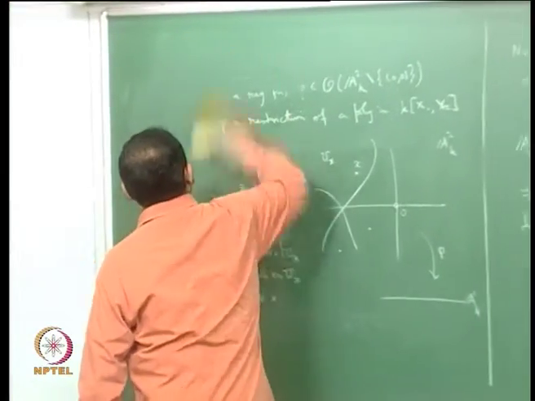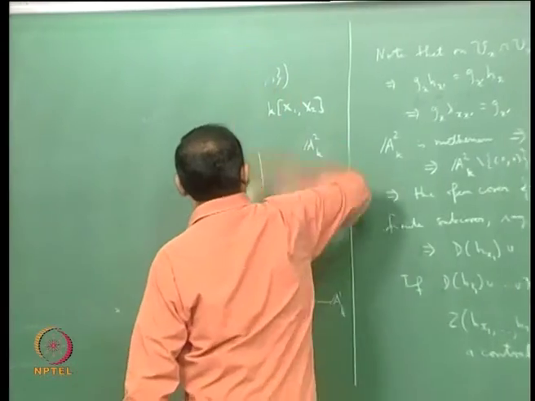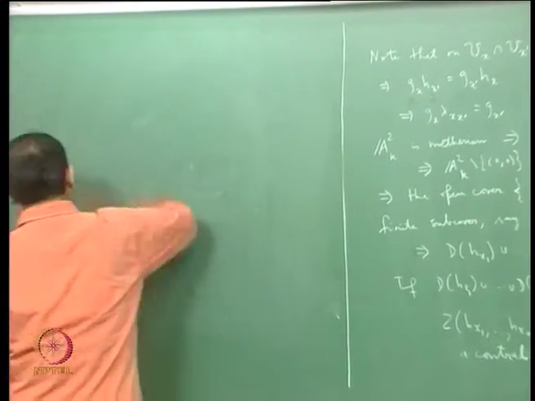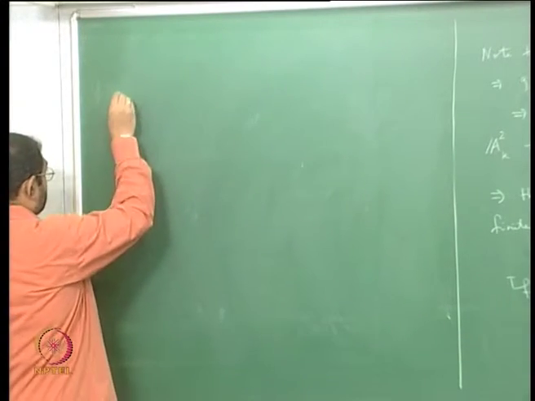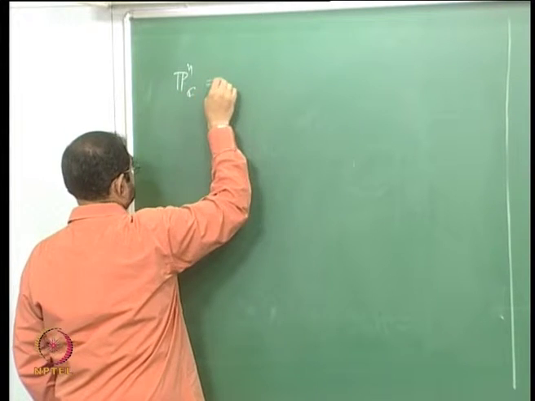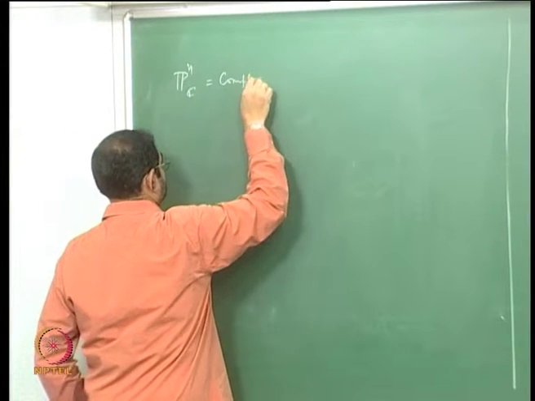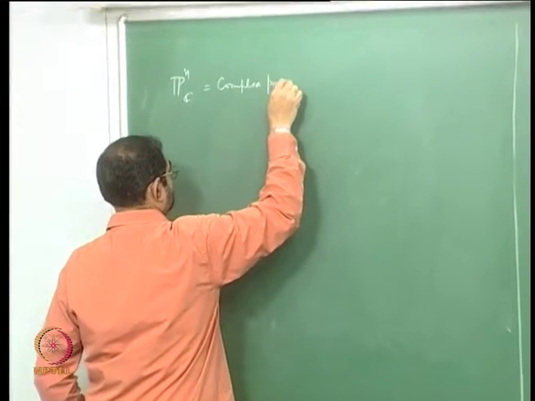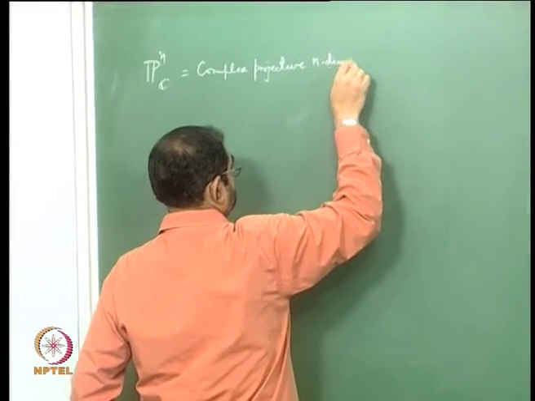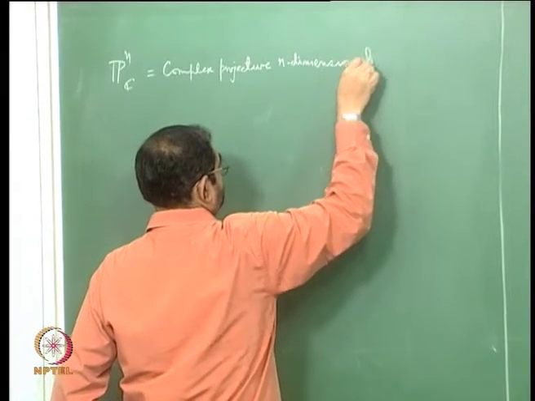So let me start with the definition of projective space. PNC, so this is complex projective n dimensional space.